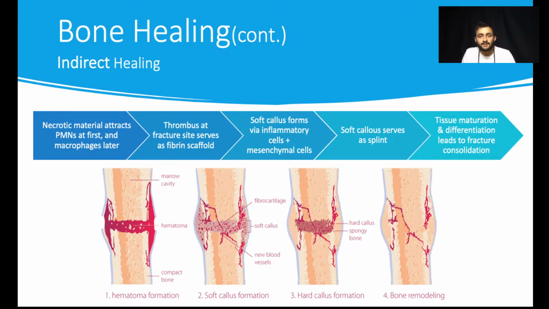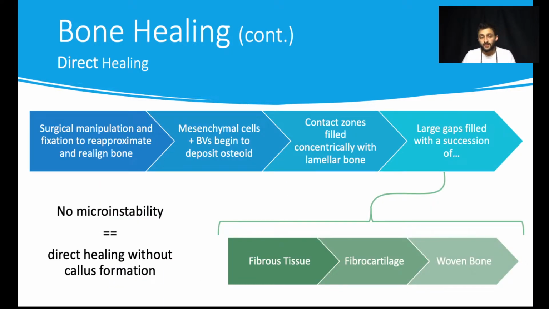Now, the soft callus starts to serve as the splint, and that soft callus is made up of fibrous tissue, cartilage, and immature bone. And lastly, we start to have tissue maturation and differentiation, which leads to fracture consolidation. So those are the 5 basic steps of indirect healing, and that's healing without much intervention. So now when we think about direct healing, that's the kind of healing that we get when we surgically intervene, or intervene at least in some fashion.